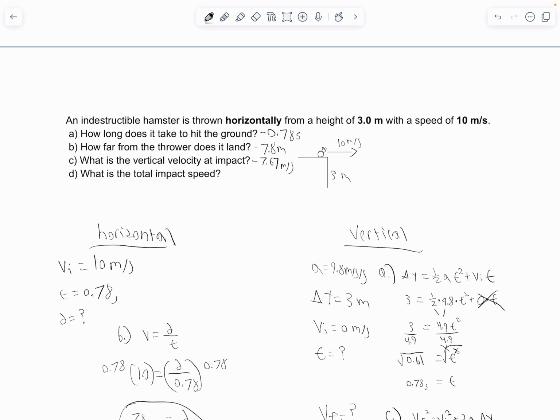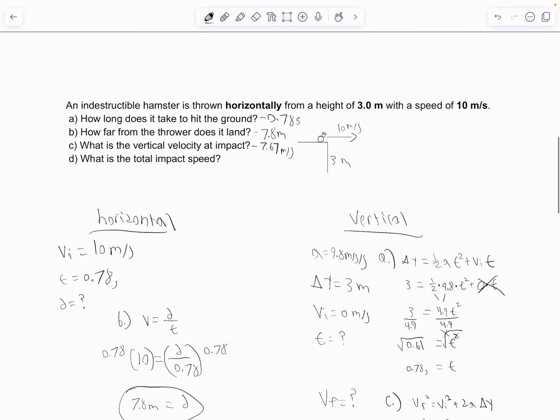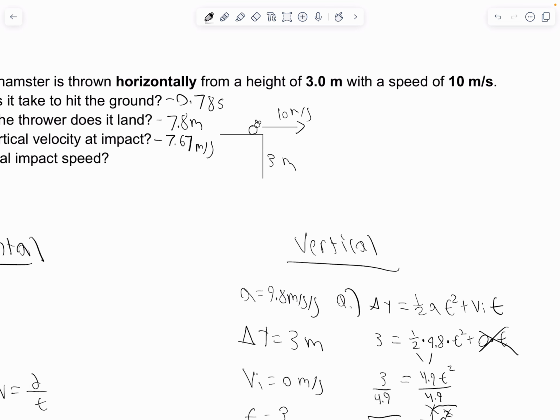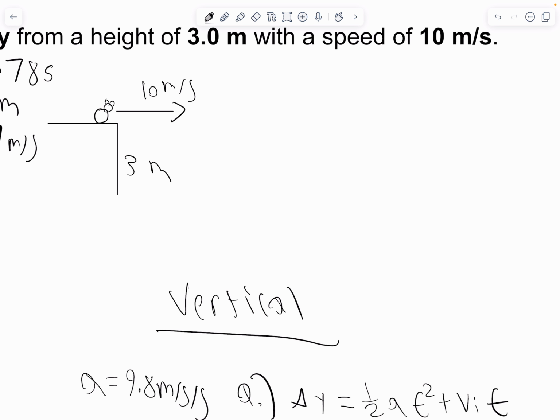All right, and then finally, this is kind of the new part. What is the total impact speed? So if we think about our hamster right now, okay, we have, I'm going to redraw this, all right? It's going off on horizontal with a speed of 10 meters per second, and we just calculated its final velocity here is going to be 7.67 meters per second. So to kind of find a combination between the two of these forces, we have to figure out what this side would be using the Pythagorean theorem. So I'm going to call this side A, this side B.